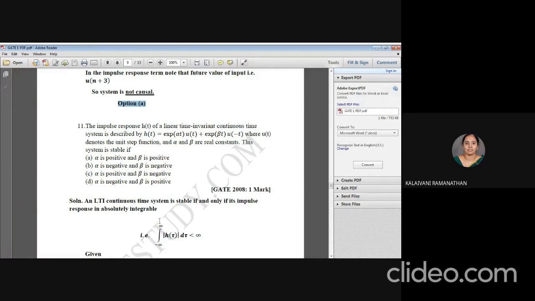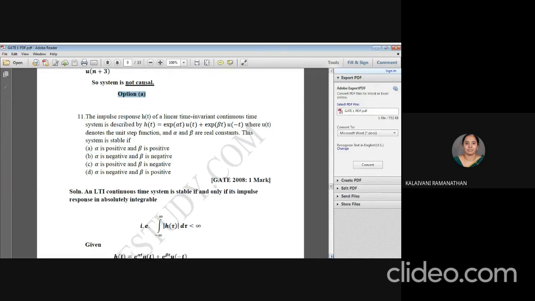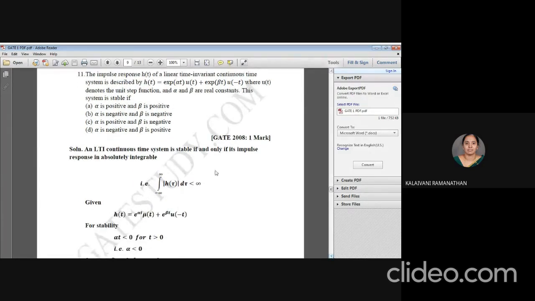So the condition for stability is the integral from minus infinity to infinity of modulus of h(τ) dτ should be less than infinity. That is, an LTI continuous time system is stable if and only if its impulse response is absolutely integrable. So for this, you have to consider the cases. You are provided with two signals, one with u(t) and another with u(-t). So we have noted it like this: e^(αt) u(t) and e^(βt) u(-t).